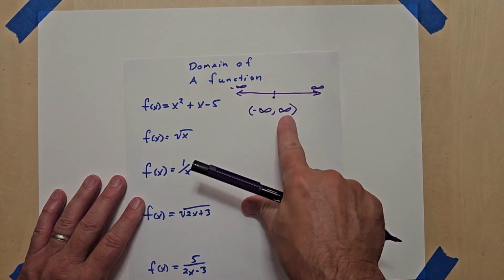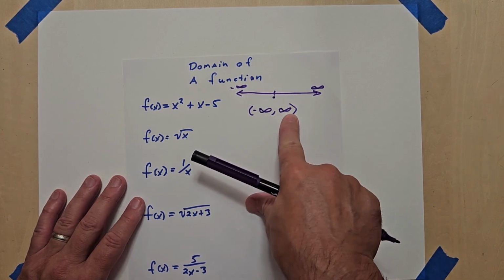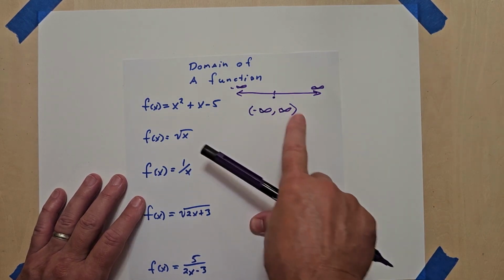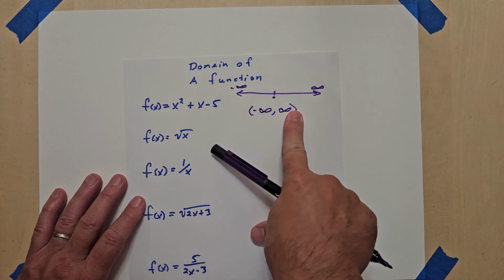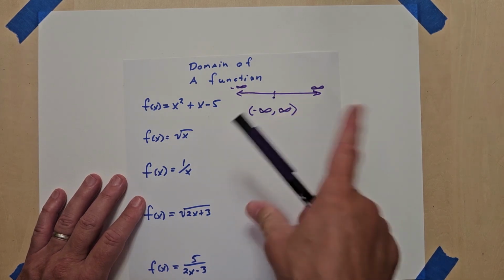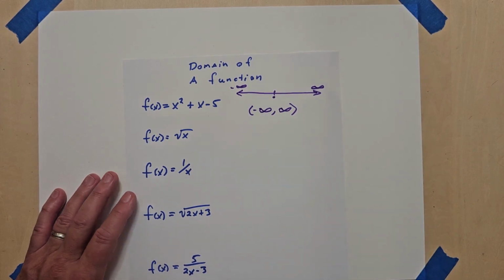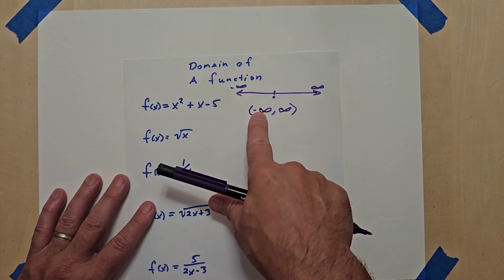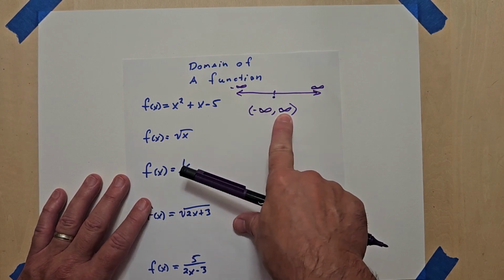And with the infinity signs, we always use the parentheses because infinity is an idea. There's another symbol we can use if we want to include the number here, and we may get to that in a second. But this is interval notation. It means basically a range of numbers that extend from negative infinity to infinity.